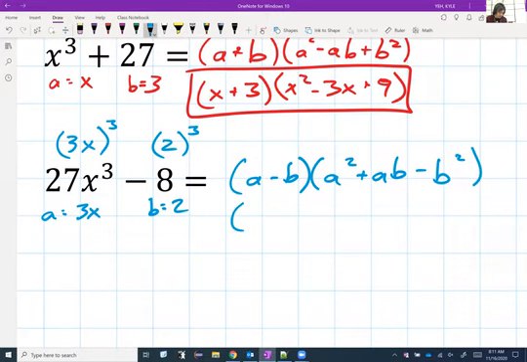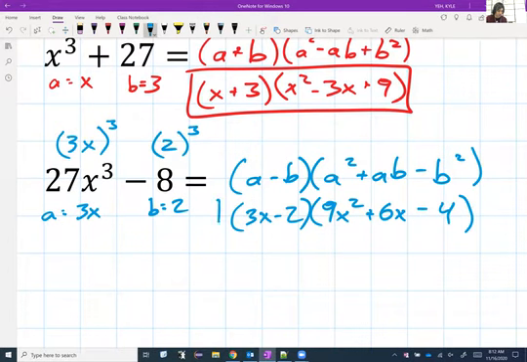So we're talking 3x minus 2 times, so what is 3x quantity squared? That would be 9x squared plus 6x minus 4, it looks like.